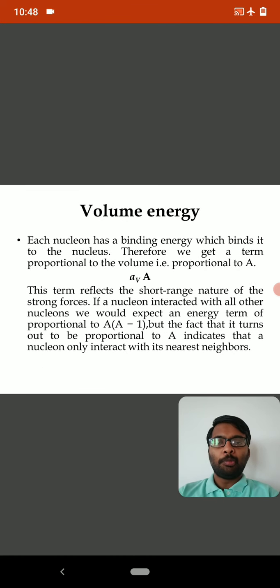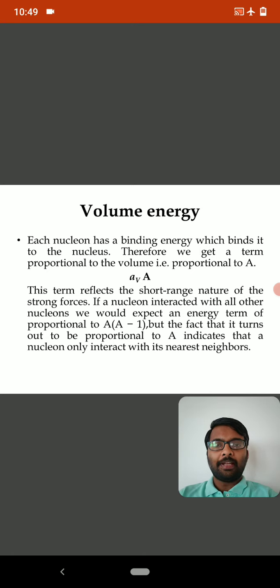So we will discuss one by one. The first term is volume energy. According to the liquid drop model, the nucleus is spherical in shape, which is analogous to the shape of a liquid drop. Then if there are a number of nucleons, that is the number of protons plus neutrons, present inside that spherical nucleus, the total volume of that nucleus is directly proportional to the mass number, that is the total number of nucleons present in that volume.